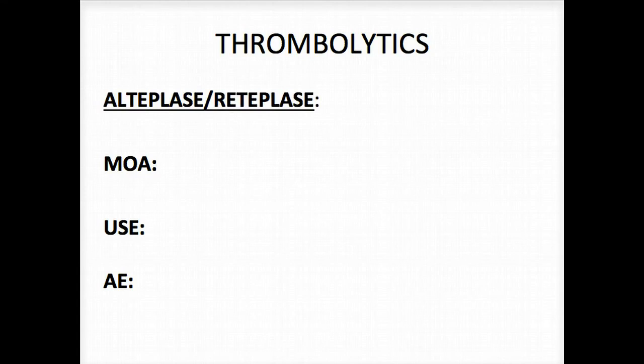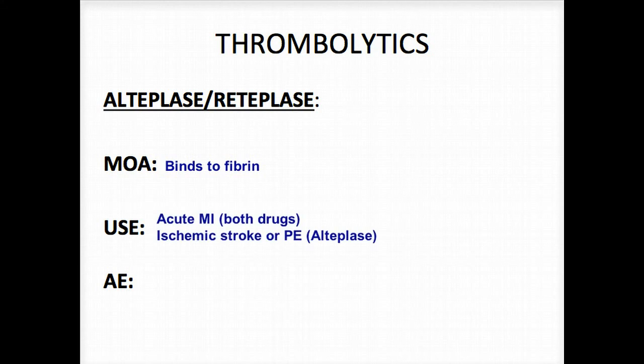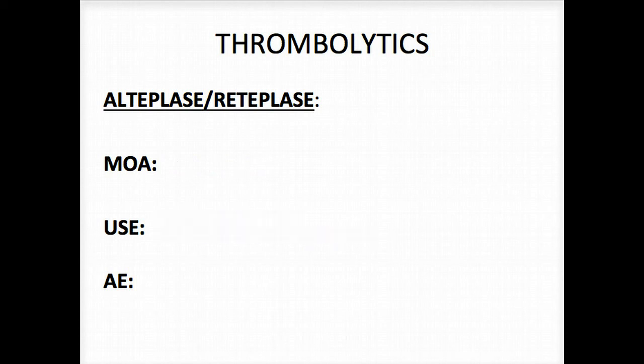Next up, we have alteplase and reteplase, and these are similar to TPA because their mechanism is to bind to fibrin. And we're going to use these for cases of acute MI. Both of these drugs are going to be effective. And if we are talking about ischemic stroke and pulmonary embolism, alteplase alone is going to be the most effective option. And the main side effect associated with these is going to be bleeding.